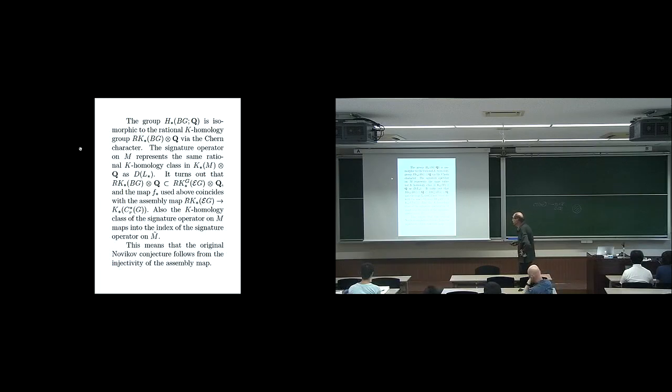So if the assembly map is injective for this group G, then the left-hand side element defined by higher signatures will also be homotopy invariant. So the Novikov conjecture follows from the injectivity of the assembly map. That's the main thing.